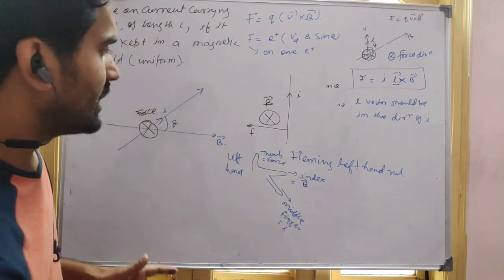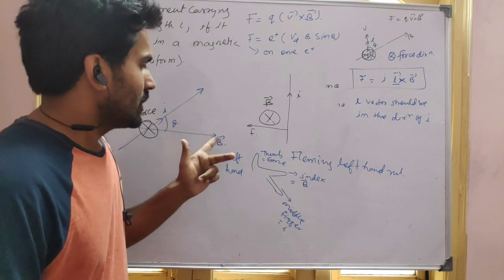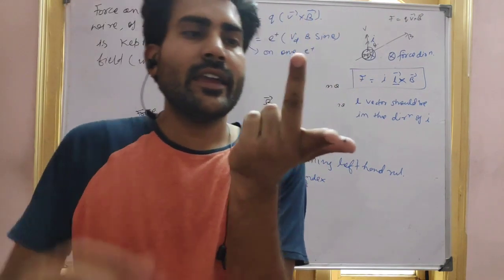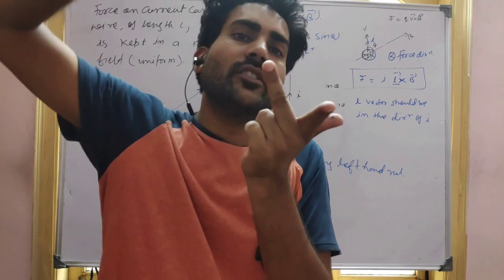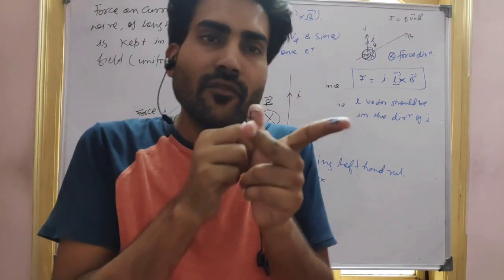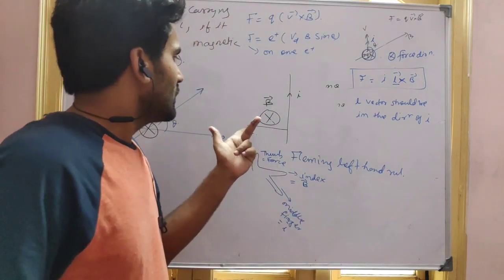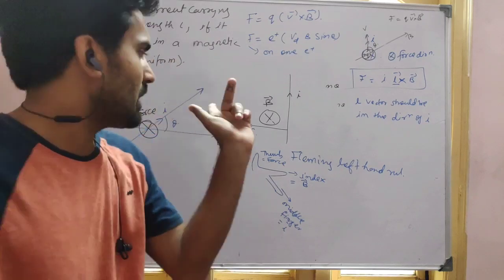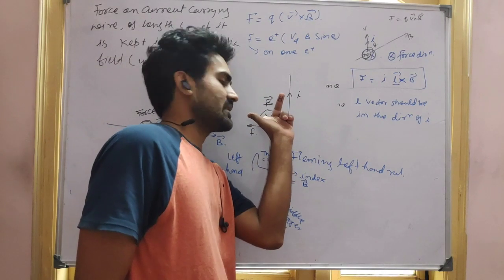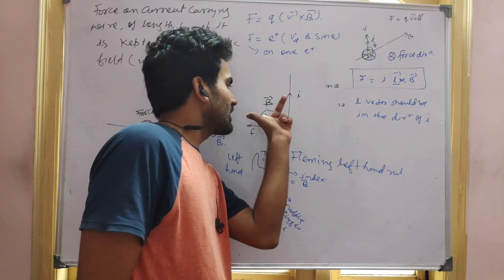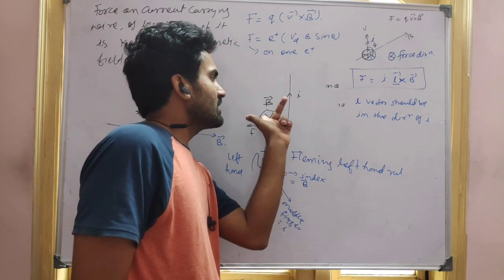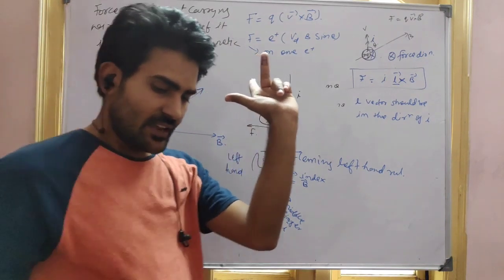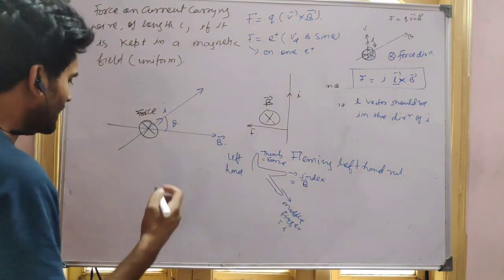Okay guys, let's check here. The index finger will show the field, the middle finger should show I, the current, and the thumb will show the force. Where is the B? Let's point your finger in the direction of the magnetic field. Yes, this is the magnetic field. Now where is the current? This is the current direction. So where will be the force direction? This side.